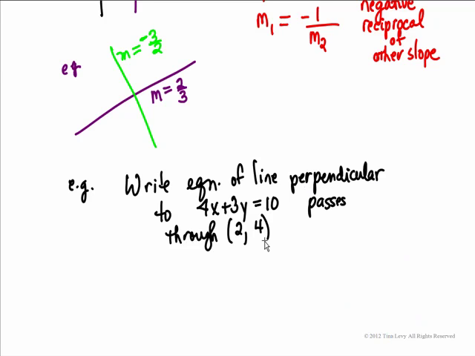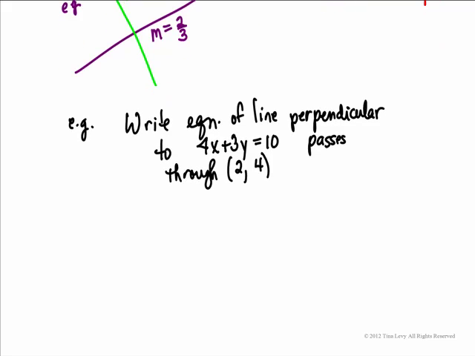We like to use the point-slope form. We have a point, but we don't have the slope, so we have to do some work to get the slope. We take 4x plus 3y is 10, and what we need is to get this in y-equals form, which is slope-intercept form. Then we can read off that slope and change it to become the perpendicular slope.